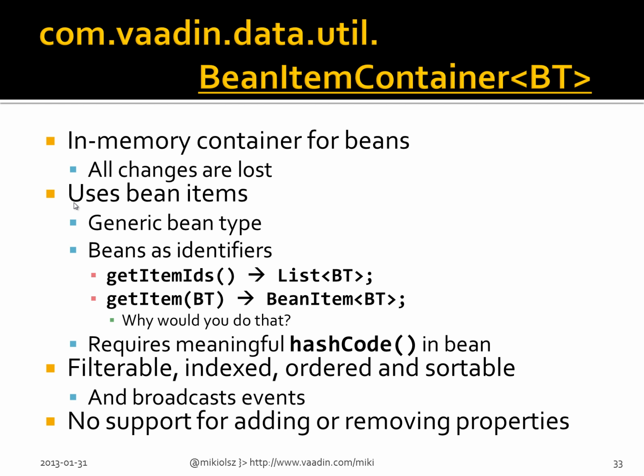So when you get the item IDs, you are actually getting a list of the objects that you have in the container. Bean item container is a really useful class. It contains almost all interfaces you could think of. So it's filterable, indexed, ordered, and it's even sortable. And on top of that, it broadcasts events when you add items or remove items. But it does not support adding or removing properties. Well, you probably figured that out. If you have a class, then it's not that easy to add new features to it. So that's why there is no support for that in bean item container.